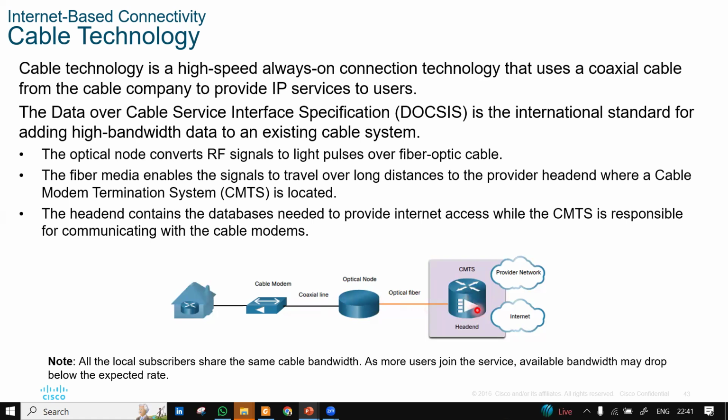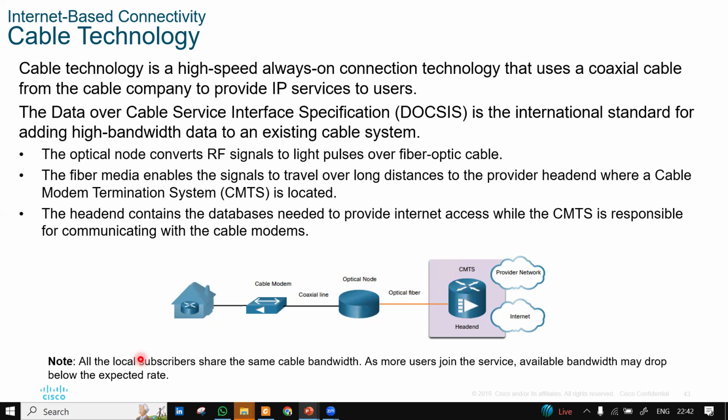With DSL, we had the multiplexer here. The CMTS, the cable modem termination system, is responsible for communicating with the cable modems. So all the cable modems feed their traffic here. Then from here, it goes to the wide area network or your internet. So cable technology and DSL are almost the same thing. The only difference is that instead of having copper wires, we have coaxial cable, and instead of having the multiplexer there, we have the termination system.